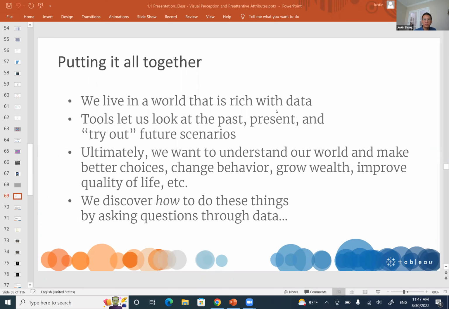So in summary, we live in a world that is rich with data, which helps us look at the past, present, and the future scenarios. With data, we can understand our world and make better choices, change people's behavior, grow wealth, and improve quality of life. Data visualization allows us to do these things by asking questions through data.